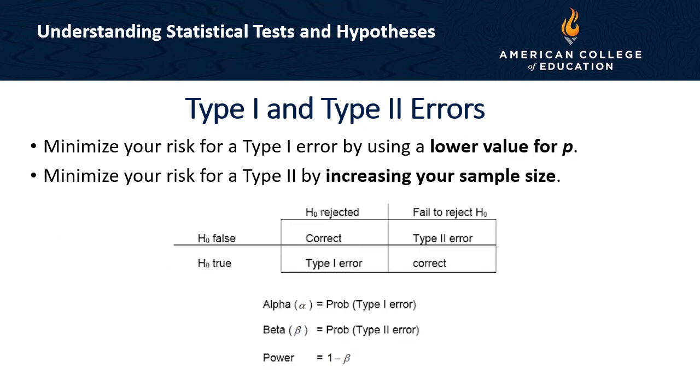There are some practical ways we can mitigate these errors of getting these false positives and false negatives. First, we can minimize the risk for a type 1 error by using a lower value for p. And we can minimize a type 2 error by increasing our sample size. So in other words, if we want to try to lower the type 1 error, we may have to make p even less than 0.05. So maybe p would be less than 0.01. And that would help us mitigate the risk of a type 1 error. A type 2 error can be mitigated by increasing sample size.